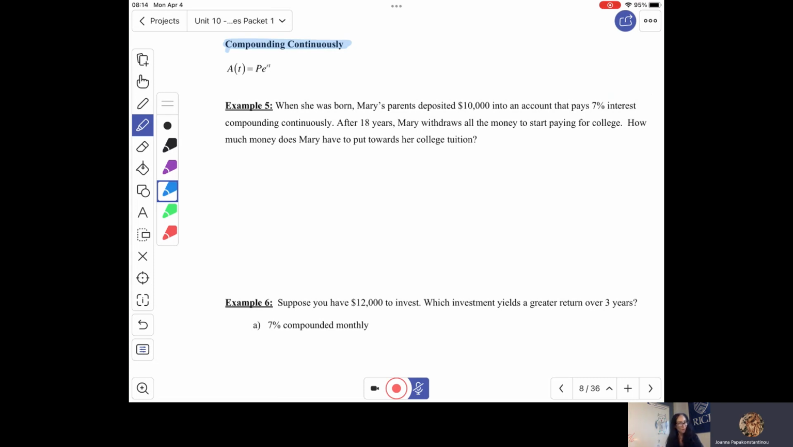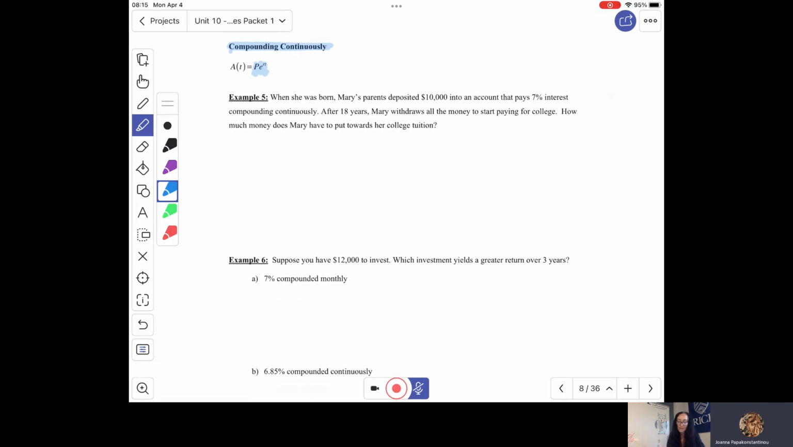Well, this is a wonderful use of that lovely natural base e. So this is commonly referred to as the Pert formula. So you compound continuously. If you see the word continuously, you need to think of that natural base e. So here's that formula. P is still the principal, R is the rate, T is the time, but we now introduce that base. So is this growth or decay? If we remember what e is, it's growth, yes.